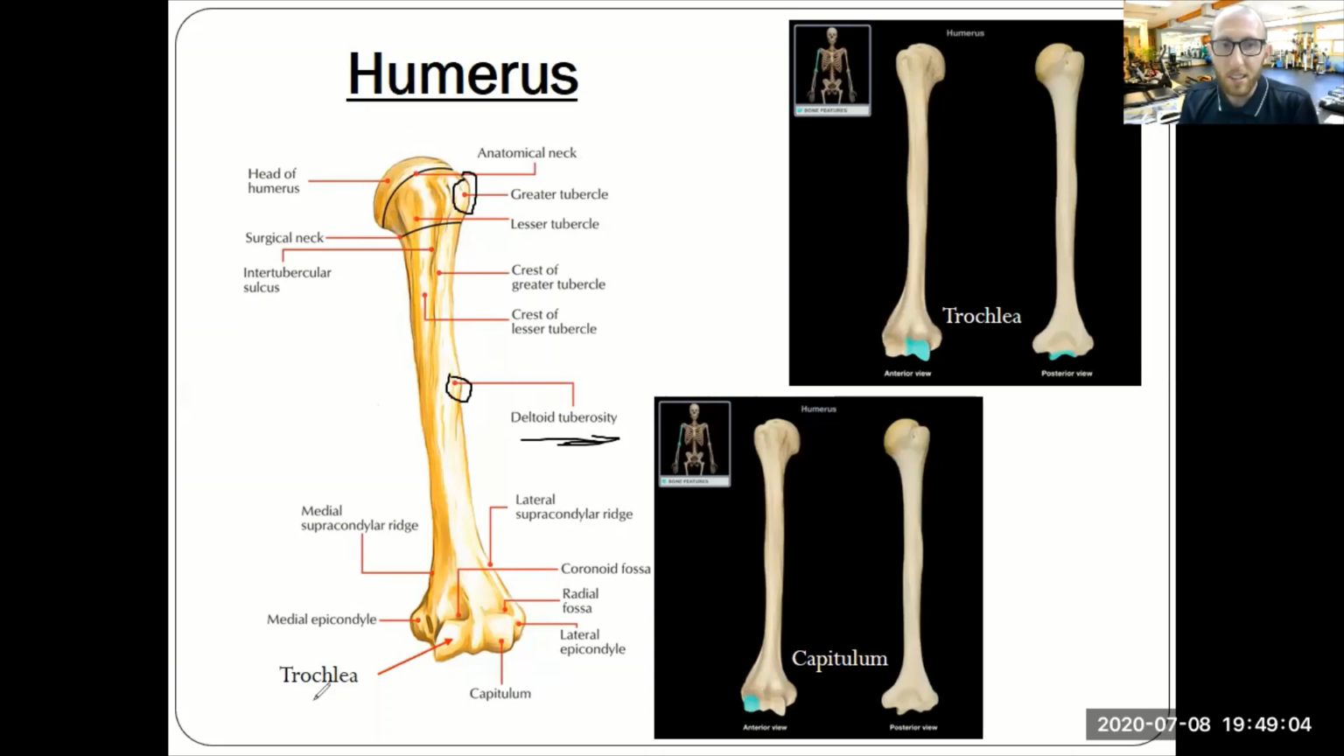But down below we can see some special words like the trochlea. I'm going to outline the entire trochlea. As you can see it highlighted in this picture. The trochlea is an attachment point for the ulna. The capitulum, more ball-shaped, is an attachment point for the radius. So we'll get to the elbow and the arm later, but for now, definitely know all these anatomical landmarks.